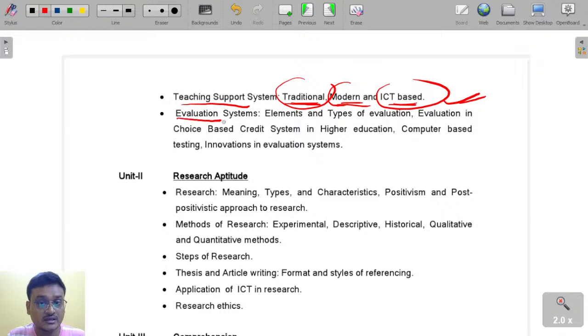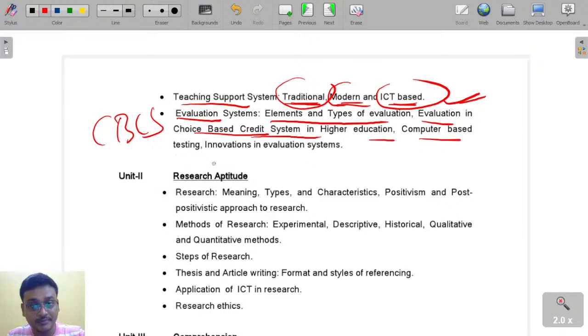Now evaluation, like we have formative evaluation, summative evaluation, placement evaluation. These are all elements and types of evaluation. Evaluation in choice based credit system, that is CBCS, in higher education, computer based and computer assisted testing, CBT. And that is computer based innovations in evaluation systems.